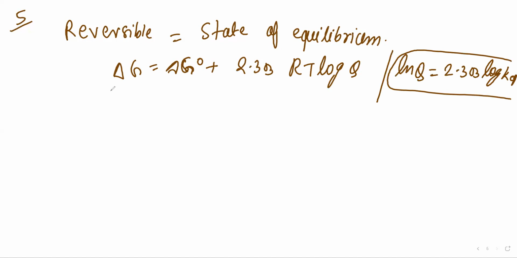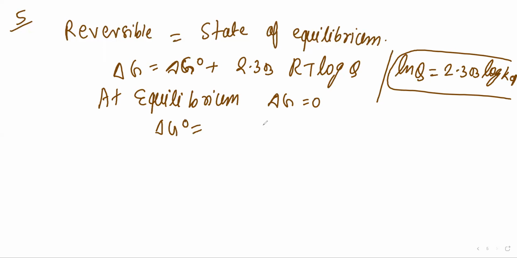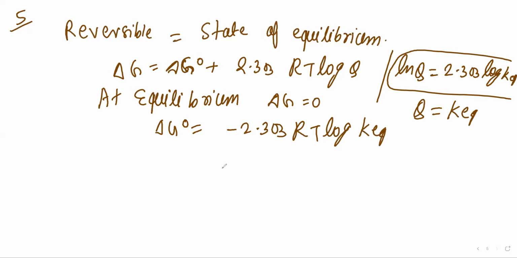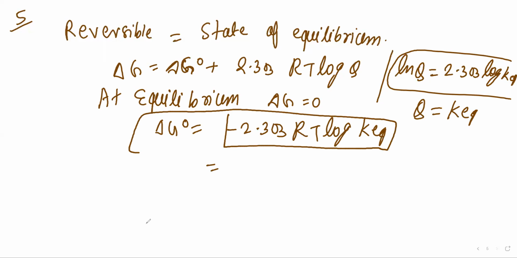So for the equilibrium condition, at equilibrium delta G becomes 0. So delta G is equal to 0, and the formula becomes delta G naught is equal to minus 2.303 RT log of, instead of Q, we write K equilibrium. So the formula is reduced to this point. Please match this formula. From which option is it matching? It is matching with the first option, so the answer will be the first option.